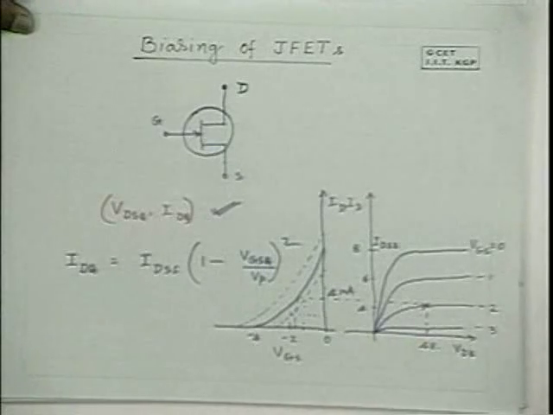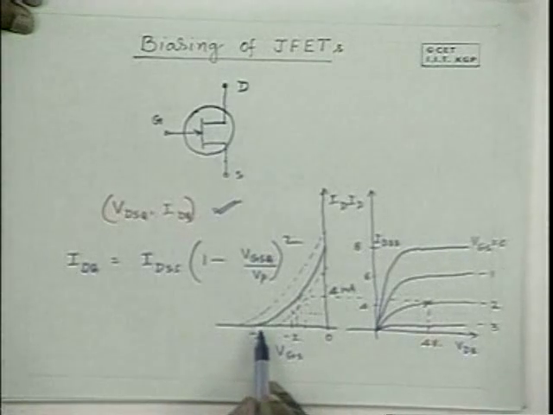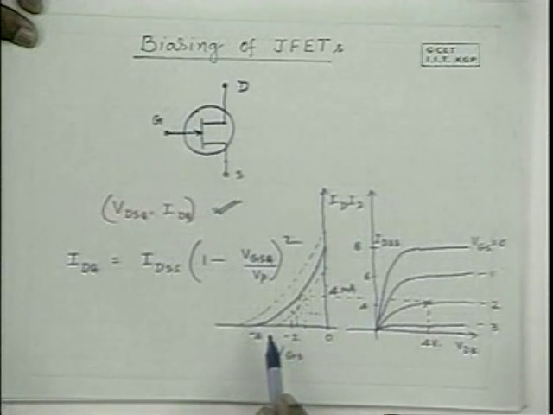So when we use VP, the pinch-off voltage, does that correspond to VGS equal to 0? The question is, at VP, what happens to the transfer characteristics? When VGS is equal to minus VP, look at these characteristics, you find that ID is equal to 0. The channel current is, for all practical purposes, 0 when you apply the pinch-off voltage at the gate to source junction.